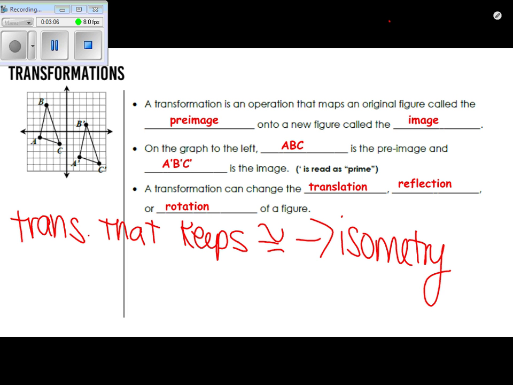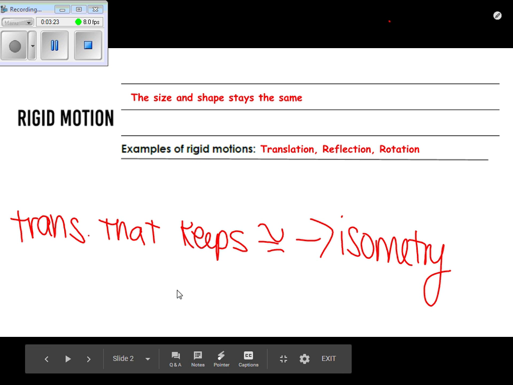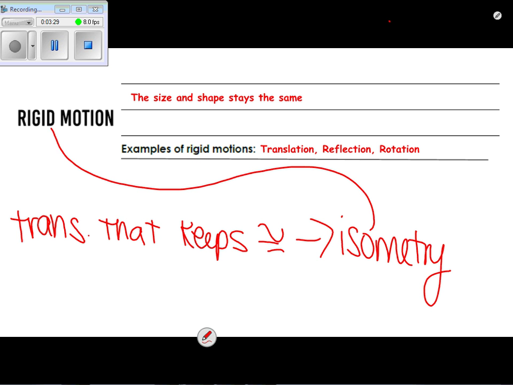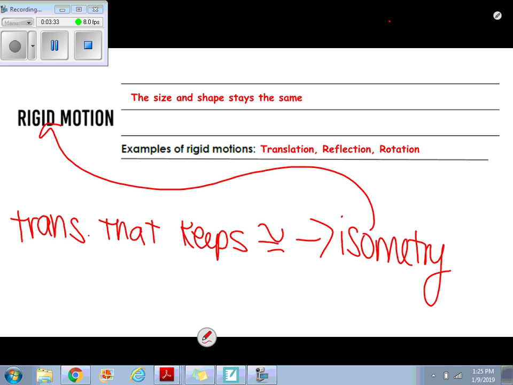Okay, everybody got this stuff copied down? There we go. Some books refer to isometries as rigid motion. So they're kind of like the same thing. We can use the words isometry and rigid motion synonymously. So isometry is just any movement that doesn't change the size. It preserves congruence.